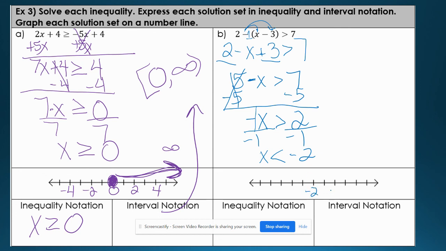I'm going to put negative 2 here. And again, I'm just writing every other one to make it a bit easier. This is not equal to, so we have an open circle at negative 2. Less than goes to the left and negative infinity. And so this is what my graph would look like. Our inequality notation is that x is less than negative 2. Interval notation. On the left side, we have an arrow, which is negative infinity. On the right side, we have negative 2. Infinities always get parentheses. And the negative 2 is an open circle, so that gets a parenthesis as well.